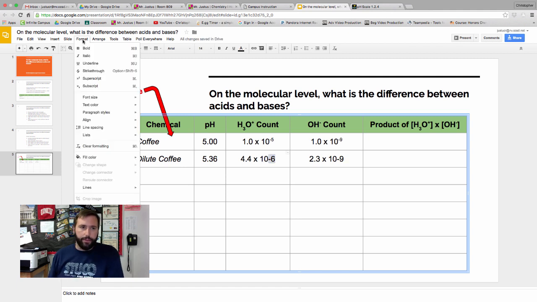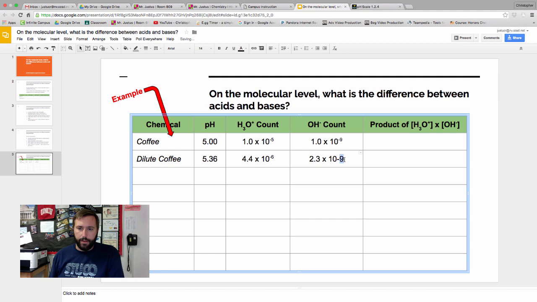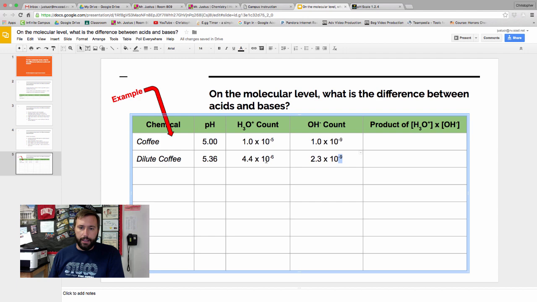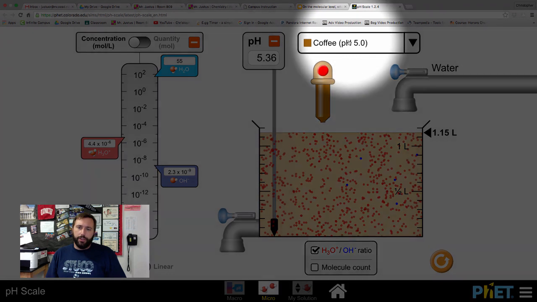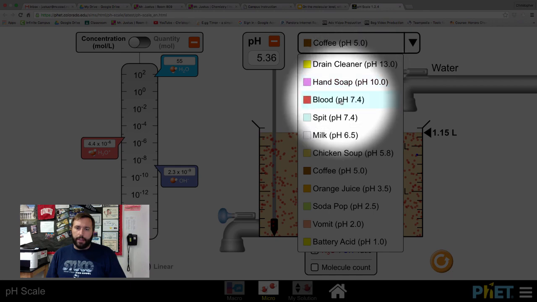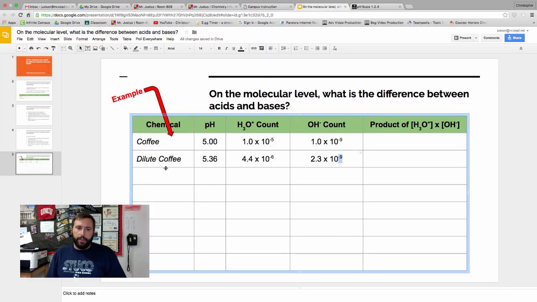Just give me a moment. I'm going to superscript. And there's that. You're going to multiply these together and write the product right there. Then I want you to go back to the sim and you're going to choose 3 more different chemicals, like let's say blood. You're going to type in blood here, do the pH, the concentration of hydronium and the concentration of hydroxide, and then do a dilute version of blood, and then choose again some more chemicals. If you have any questions, raise your hand.